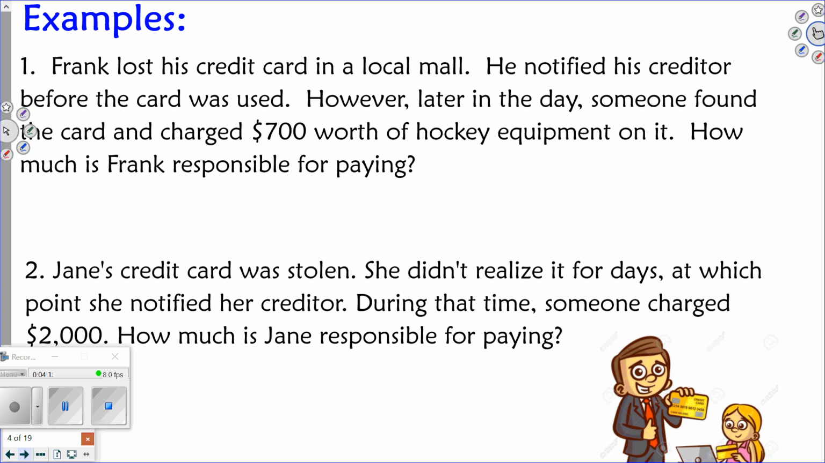All right. So number 1, Frank lost his credit card in a local mall. He notified his creditor before the card was used. However, later in the day, someone found the card and charged $700 worth of hockey equipment on it. How much is Frank responsible for paying? Why not?